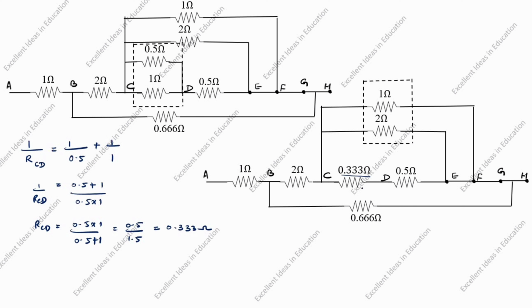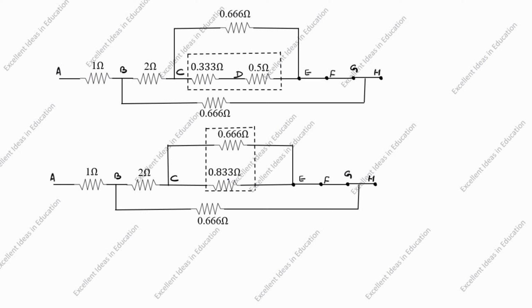Now we will take RCDS. 0.333 ohm plus 0.5 ohm equal to 0.833 ohm. Now this one is 0.833 ohm. Next you see this is 0.833 ohm. Next you see this circuit is in parallel.